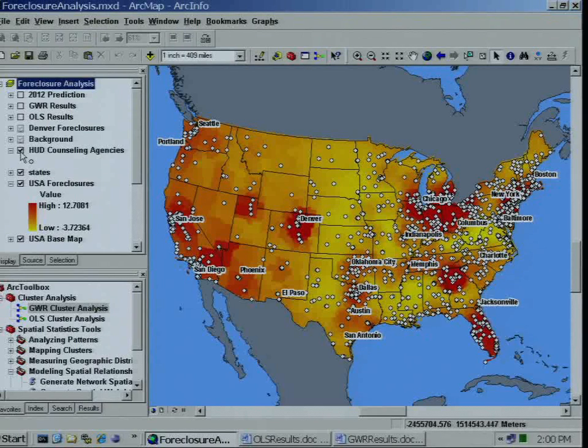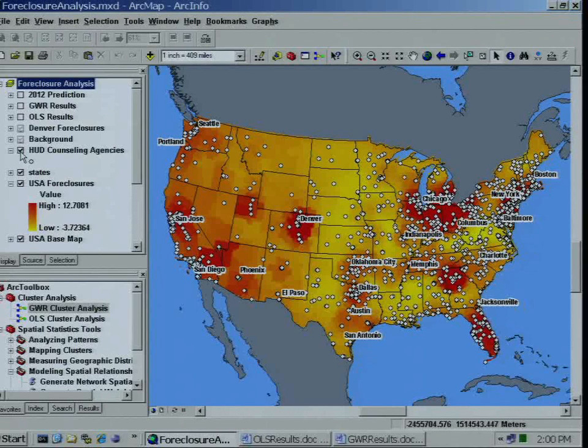This map shows us the results of a hotspot analysis created using the Spatial Statistics Toolbox. I've used the hotspot analysis to find the locations that have experienced unusually large numbers of foreclosures. There are several areas of the country that stand out as having experienced especially high levels, seen here in red. So far, we've been able to answer the question, where did foreclosures occur last year?